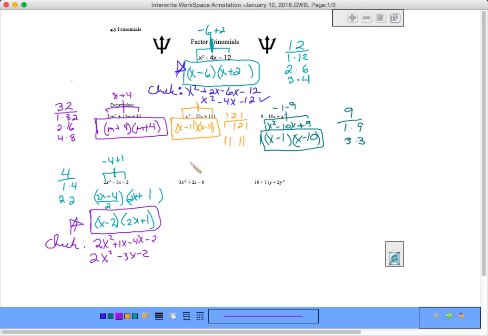Okay. Moving over to the next one. We're going to start by multiplying the ends. 3 times 8, which will give me 24. Which is 1 and 24, 2 and 12, or 3 times 8, or 4 times 6. To make it add to positive 2, I'm going to go 6 minus 4, or negative 4 plus 6. Either way is correct.